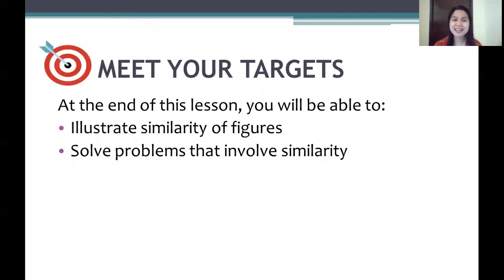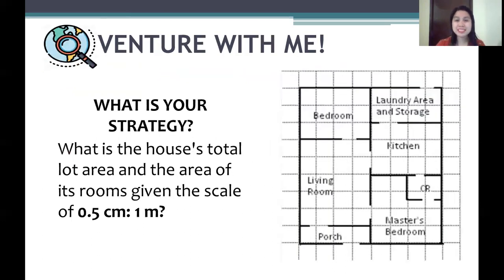At the end of today's class, you'll be able to do 2 things. First, illustrate similarity of figures, and second, solve problems that involve similarity. And here's your venture activity. You see this floor plan on your right? What is your strategy? What is the house's total lot area and the area of its rooms given the scale of 0.5 centimeters is to 1 meter?